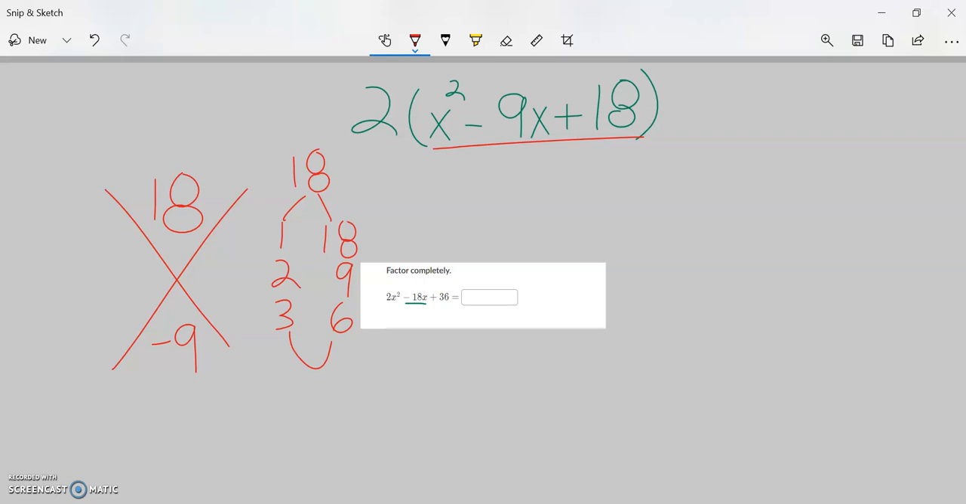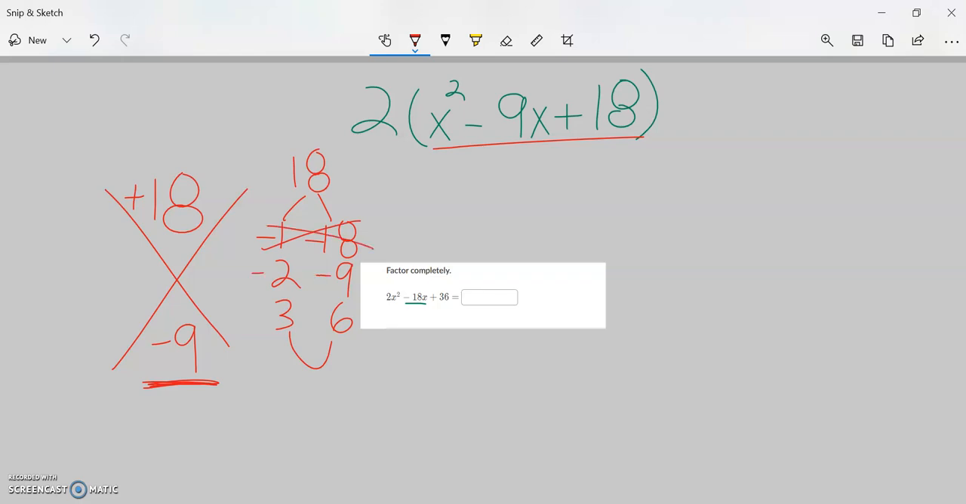Now we need to figure out which numbers are going to add to negative 9. Well, this was a little trickier. We have a negative sign up here and a positive sign up here. So because we know this is negative, we know we have to have at least one number in our factor tree negative. But because this one is positive, both signs must be the same. So if we know one must be negative, that means they both must be negative. Negative 1 times negative 18 is positive 18. However, they add to negative 19, so it's not the first set.